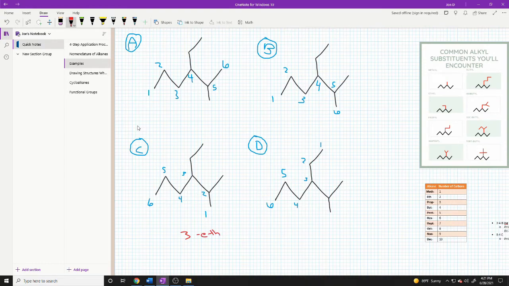3-ethyl, and that's again because we have an ethyl group on carbon 3, and 2-methyl, again because we have a methyl group on carbon 2, and then we end with the base name, which we previously said was hexane.